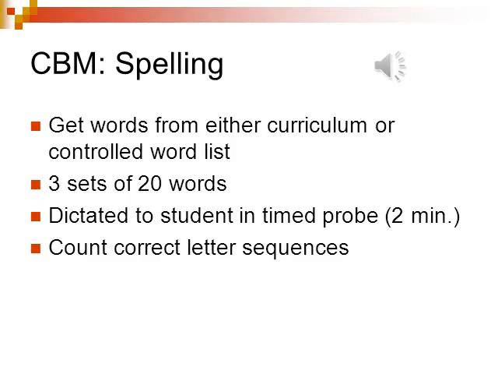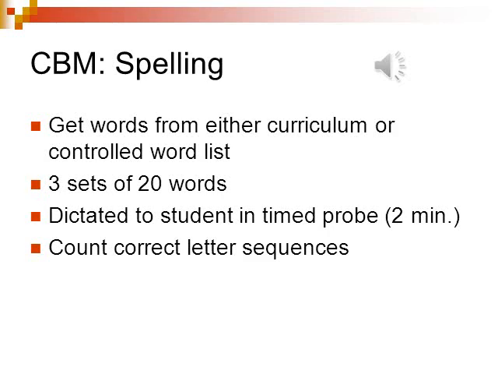For CBM spelling, you need to have a word list ready, so you could get that word list either from sampling through the curriculum, or some schools still use a controlled word list. They have a set spelling word list that they're using each week. And you're going to do 3 sets of 20 words, and these are timed probes, so a 2-minute assessment, and you dictate the words to the student.